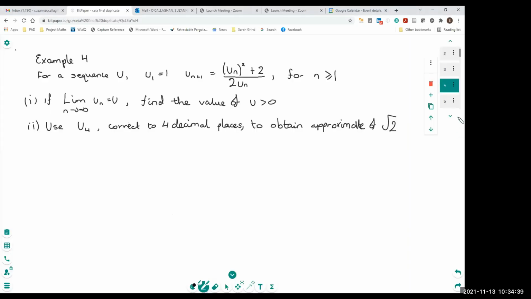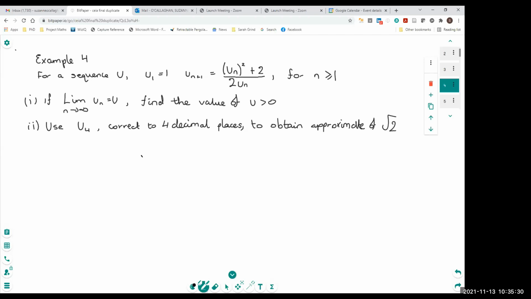So we have a recursive sequence here. For a sequence u, u1 is equal to 1, and u of n plus 1 is equal to u of n squared plus 2 all over u of n. Again, the formula is recursive. Why? Because finding the value of u of n plus 1 depends on you knowing the value of u of n. And that's for n greater than or equal to 1. So the first part is: if the limit as n approaches infinity of u of n is u, find the value of u greater than 0. In other words, find the value of any positive u.